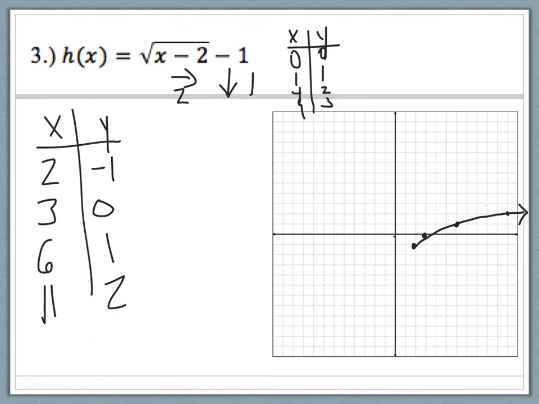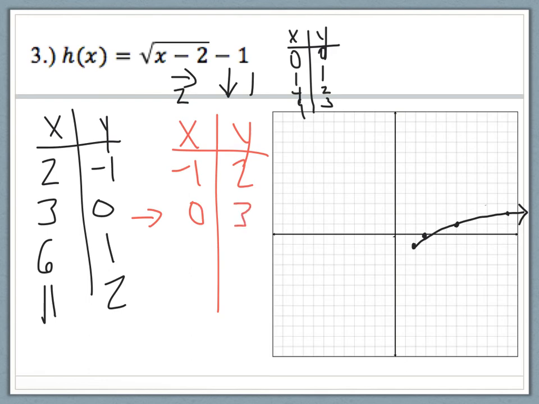Now to do the inverse, we're going to have to flip our x and y table. So I'm going to do it in red. My next points are going to be -1, 2, 0, 3, 1, 6, and 2, 11. So I'm going to plot those points now in red. So -1, 2, 0, 3, 1, 6, and 2, 11. Now I'm going to draw it in. Sorry about some of those points, my stylus is being weird. But that is our graph. That is our f inverse, and the black one was our original f function.